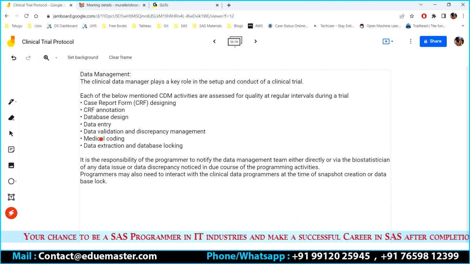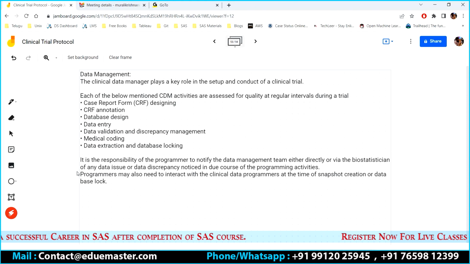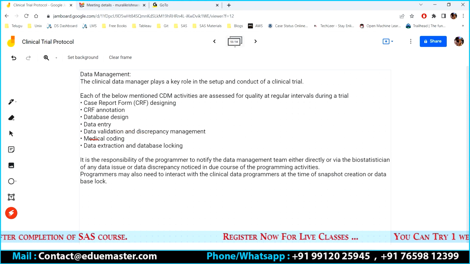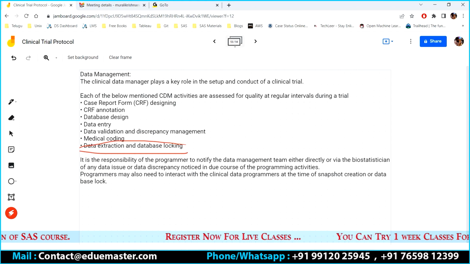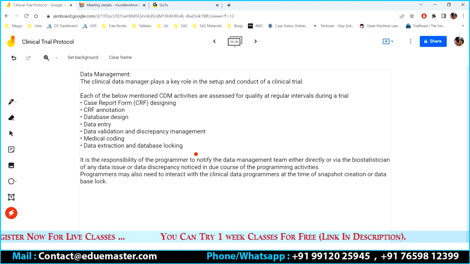All right. In addition to that, we also discuss all these common terms. You can pretty much understand this by this time. What is called database design, what is called data entry, what is going to be the data validation and discrepancy management, what is called your medical coding. Medical coding is not related to us, and how we are going to extract the data and lock the database. All these are part of your data management.